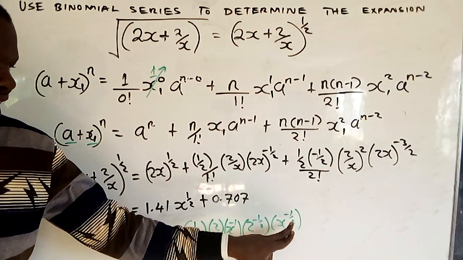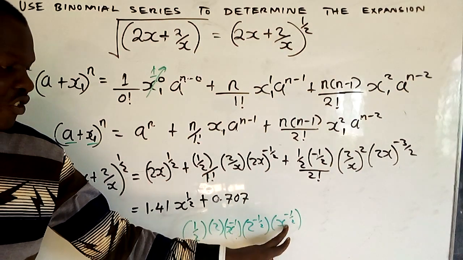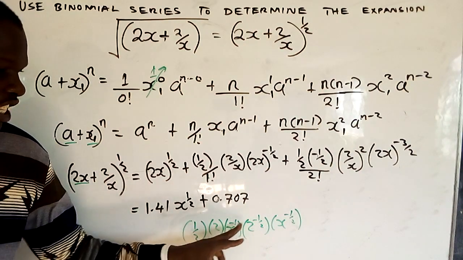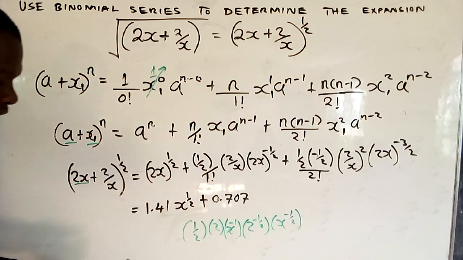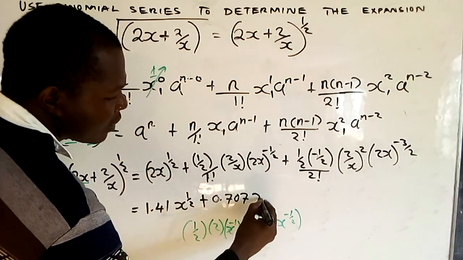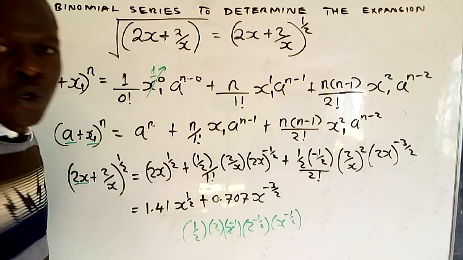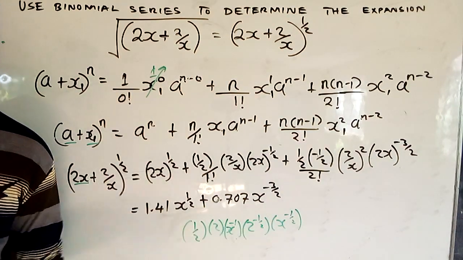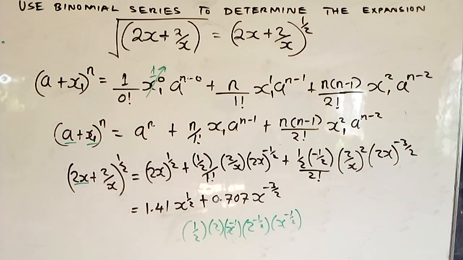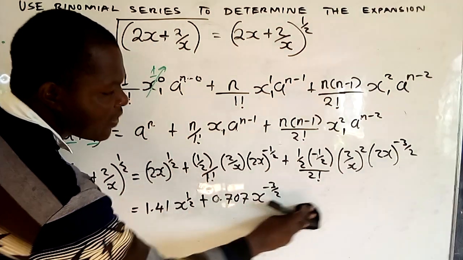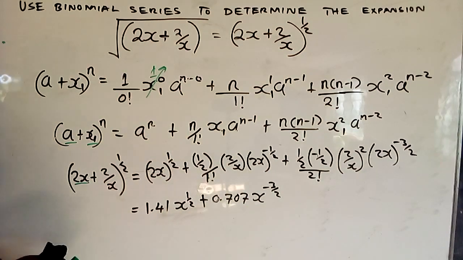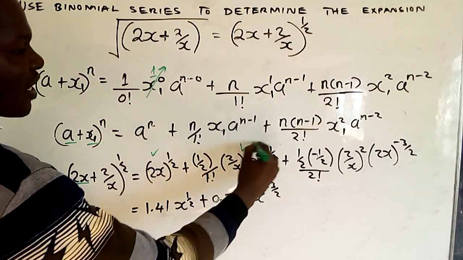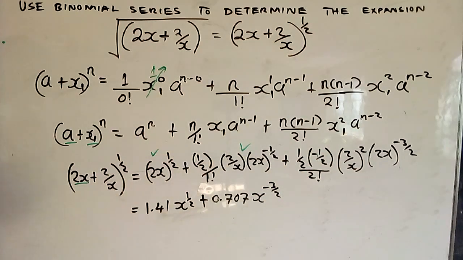So x raised to negative 1 times x raised to negative half. Laws of indices, same base you add the powers, negative 1 plus negative a half. You get x raised to power negative 3 over 2. See, same base you add the powers. You are done with that term. So we've dealt with the first term and the second term, we are going to the last term.